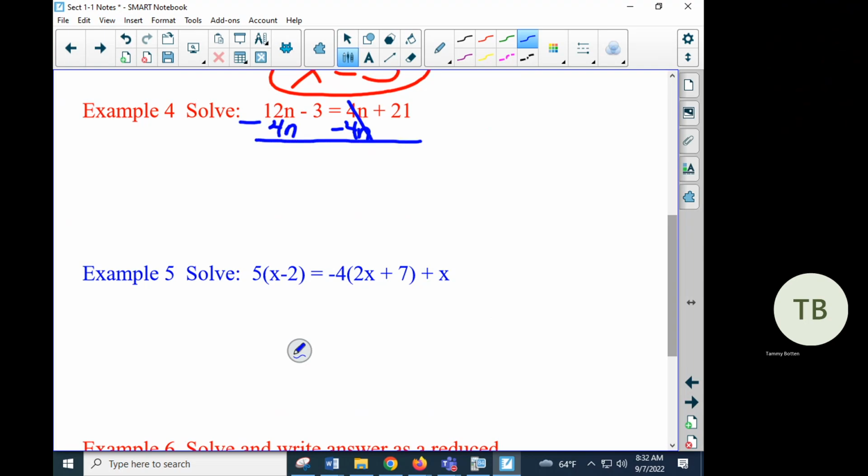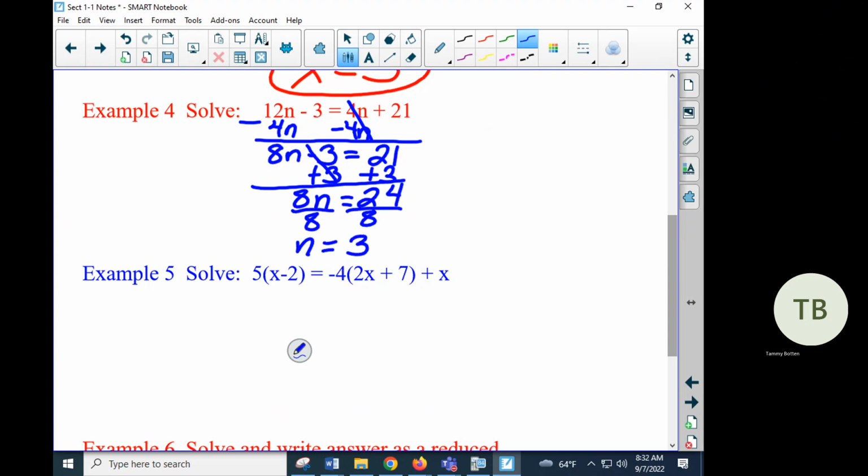This is gone then. 12n minus 4n is 8n minus 3 equals 21. Then what would I do? Add 3, yep. Then on the left is 8n. 21 plus 3 is 24. Then what would I do? Divide by 8. And n is 3.